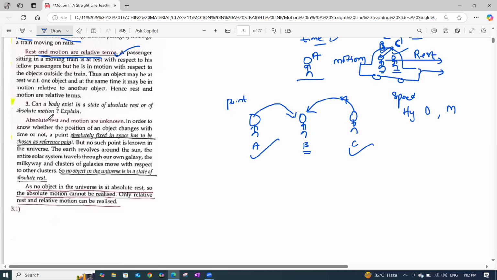Now, they're asking another question. Can a body exist in a state of absolute rest or of absolute motion? Is that possible? To talk about rest or motion, as I told, we need some reference point. Here, there is no fixed reference point. Absolutely fixed space has not been chosen as the reference point. Here, there is no possibility of an absolute reference point, so there is no possibility of absolute rest or absolute motion. It is not possible.